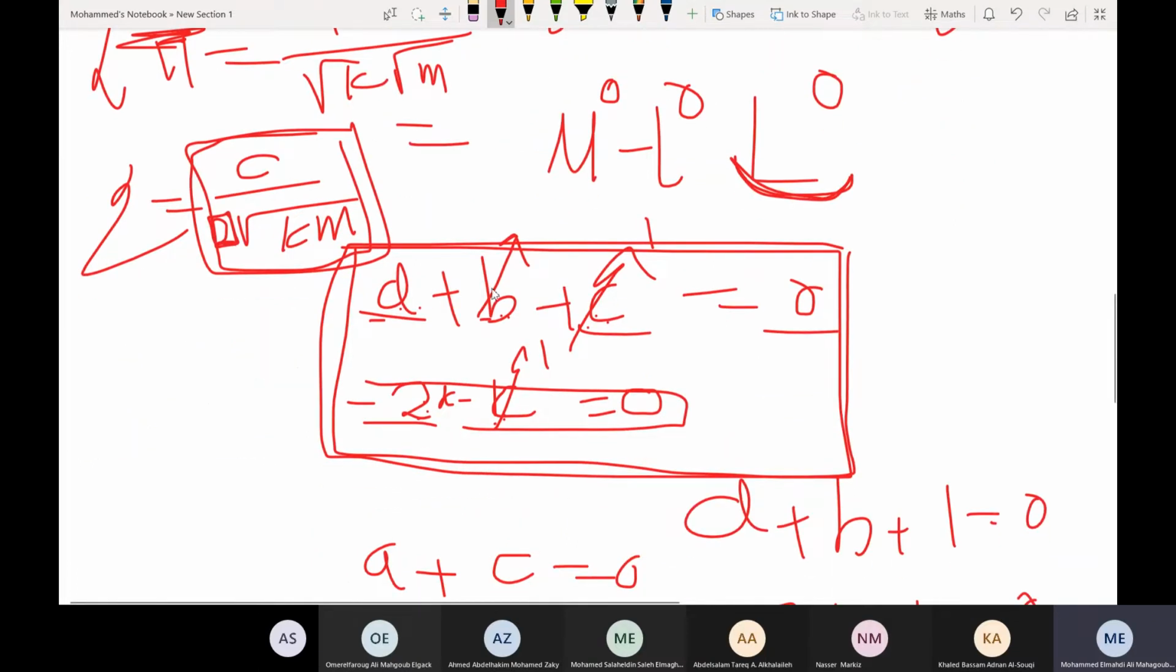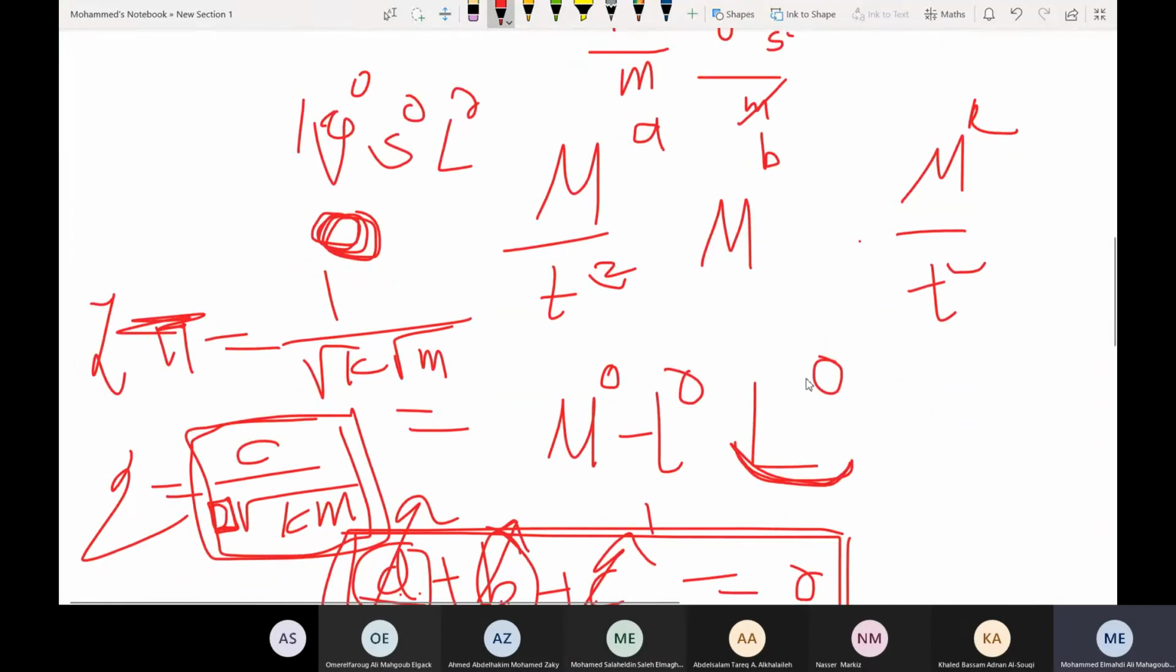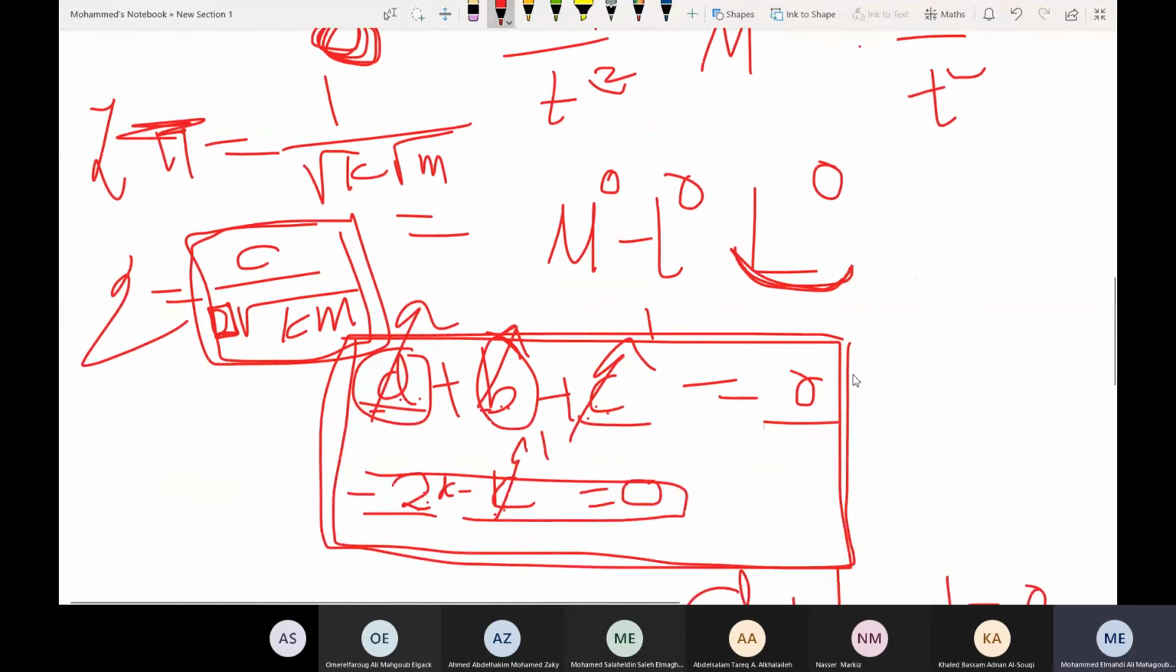Alternatively, if you choose anything, say you set D to 1, or you set A to 1, you can still solve the problem. So for convenience, let's set B equal to minus 1. Then A plus C equal to 0, and then minus 2K, minus 2A, minus C is equal to 0.